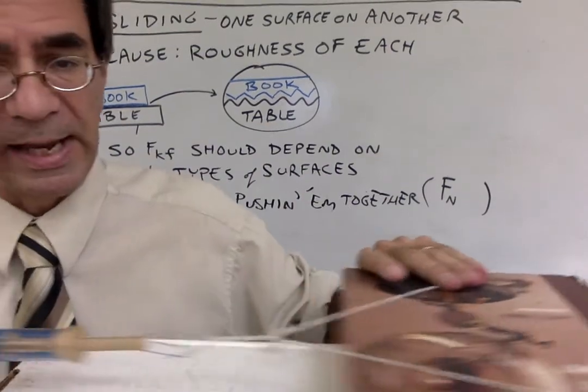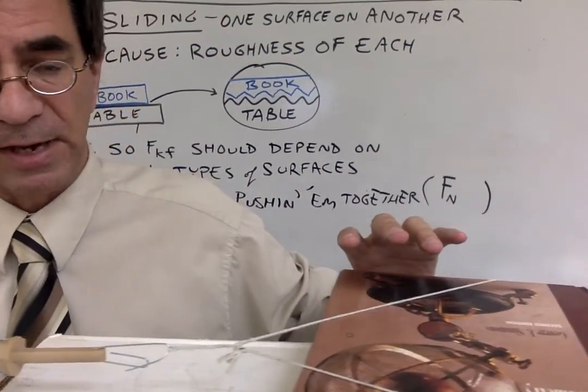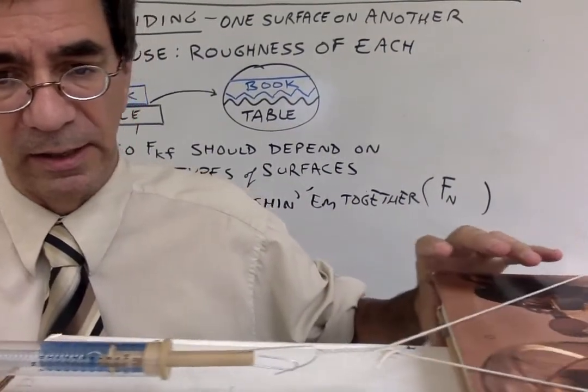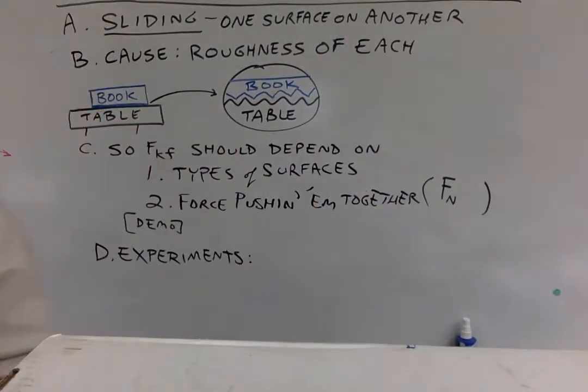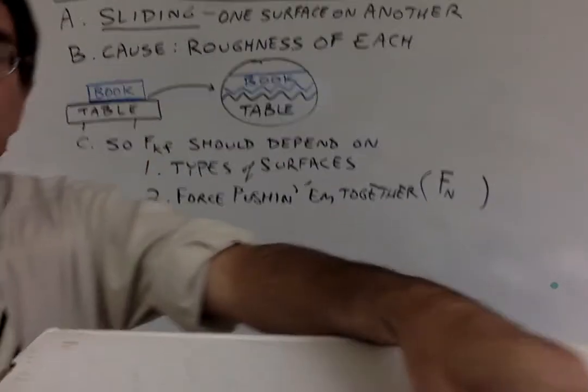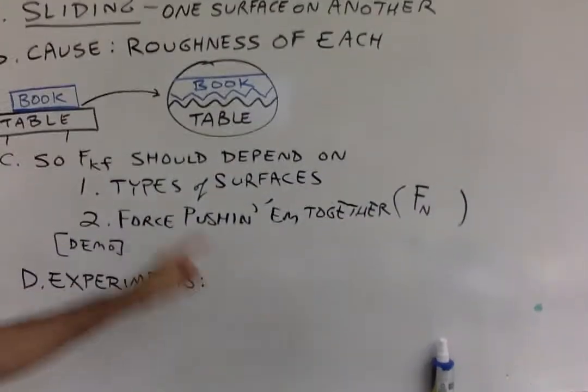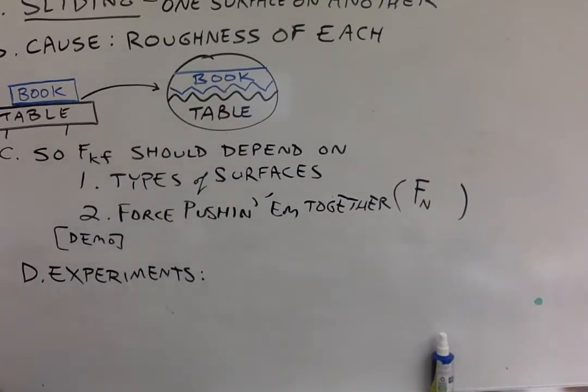Okay, now we have between 8 and 9 newtons. Instead of, say, 5, we now get 8 or 9 to keep it going. All right, so we've changed these two surfaces that were in contact.